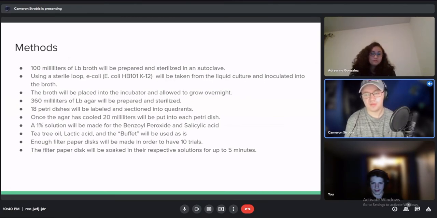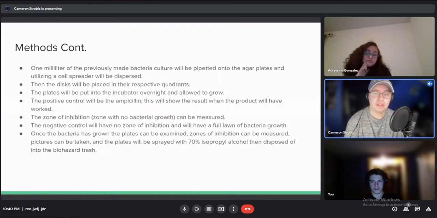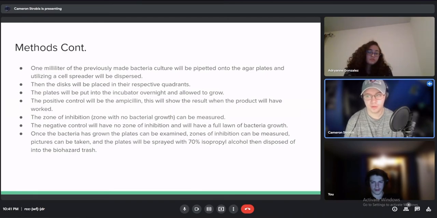1% solution will be made for the benzoyl peroxide and the salicylic acid, and the tea tree oil, the lactic acid, and the Buffet will be used as is. Enough filter paper discs will be made in order to have 10 trials. The filter paper discs will be soaked in their respective solutions for up to 5 minutes each. 1 milliliter of the previously made bacteria culture will be pipetted onto the agar plates, and utilizing a cell spreader will be dispersed evenly throughout the entire dish. The discs will also be placed into their respective quadrants, and the plates will be put in the incubator overnight to allow for that growth.